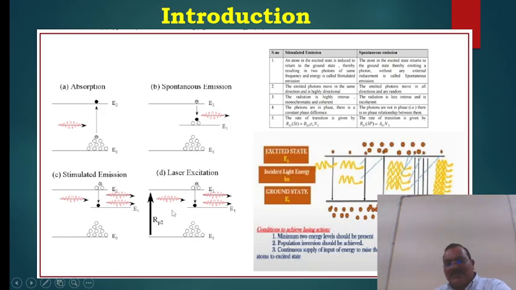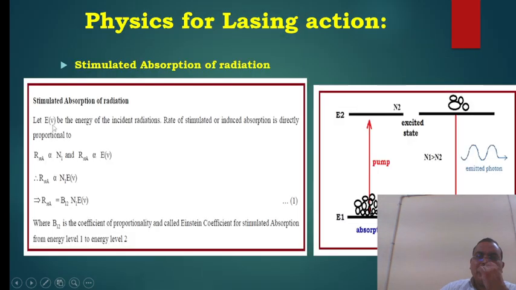Okay, so these are the basic differences between the three types of emission and absorption, and this is the interaction of electromagnetic waves with matter, right? These are the three processes. Now, if mathematically I have to understand the physics in these processes, then let's start first with stimulated absorption of radiation.